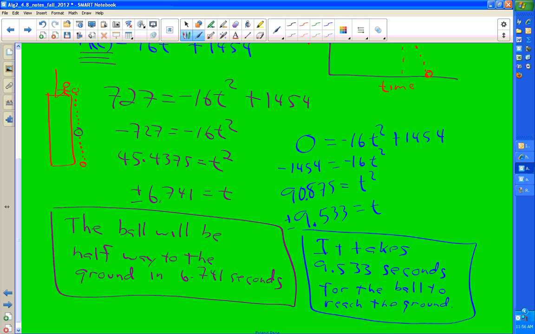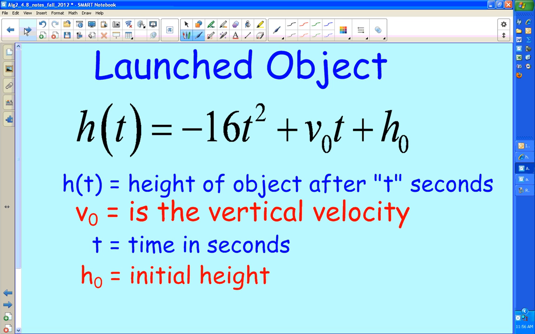That's a dropped object. If you throw the object, we have to add a middle term, v sub 0 times t. And in our course, v sub 0 stands for the vertical velocity. It's already taken into account the angle at which it's been thrown, and it's talking about how fast the object is moving in an upward direction.